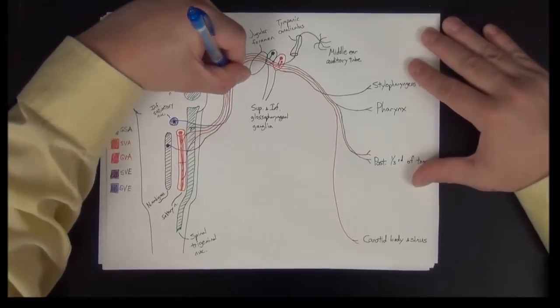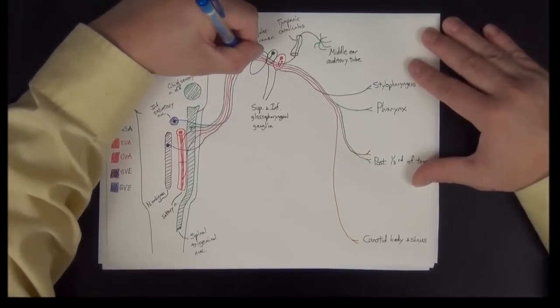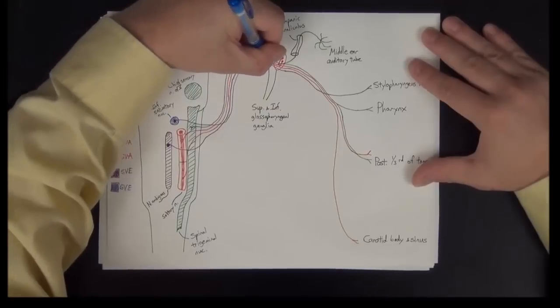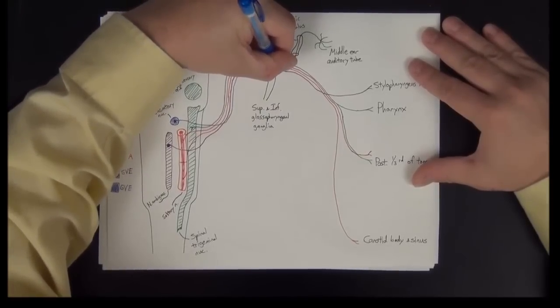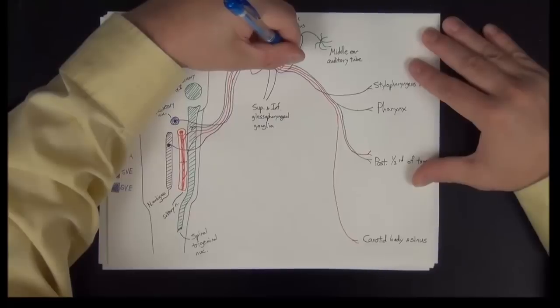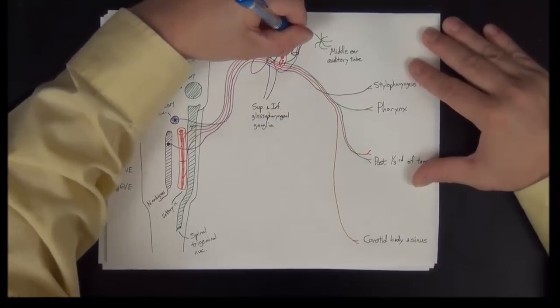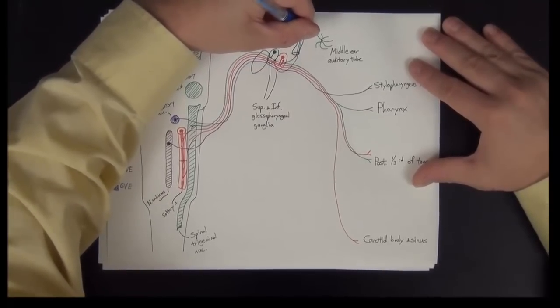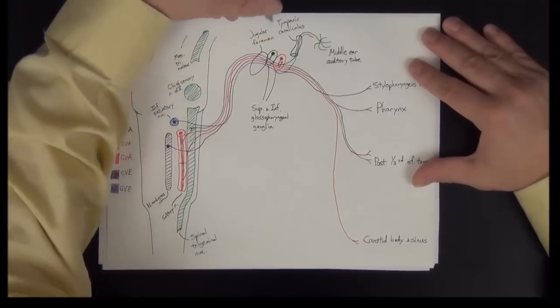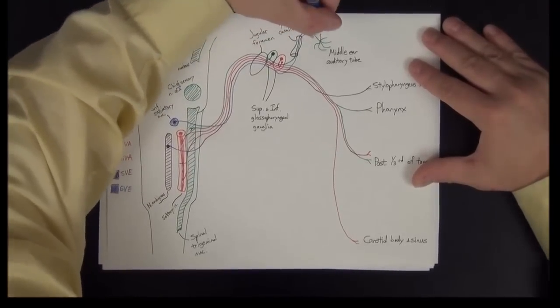And to do that, it has a ridiculously complicated course. And so we'll follow it here. It exits the jugular foramen. No big surprises there. But then these fibers peel off and travel through the tympanic canaliculus and join with the middle ear, auditory tube innervating tympanic plexus there.